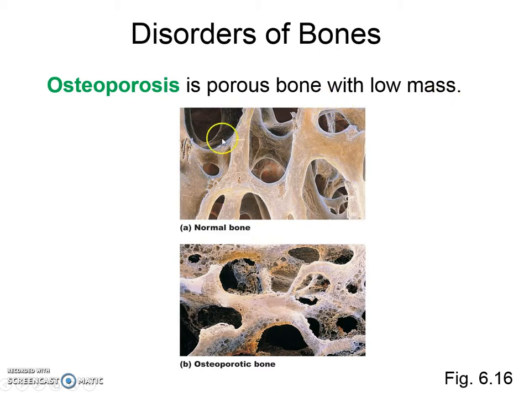So take a look at these two pictures. The one on the top here is normal bone. This is spongy bone with the trabeculae. And then here are the pores. And then look down here at osteoporotic bone. Hopefully you can notice the difference: in these trabeculae, you'll see these little tiny holes or little tiny pores. So this bone is going to be a lot weaker.